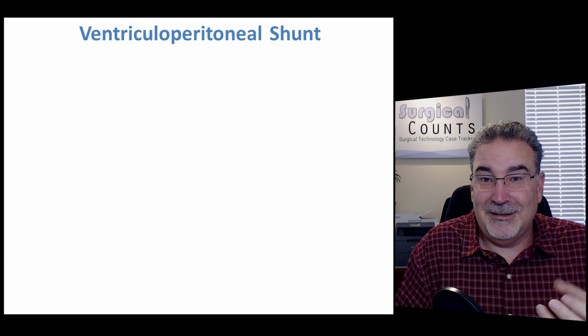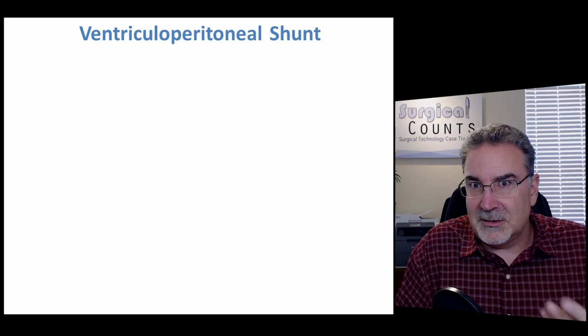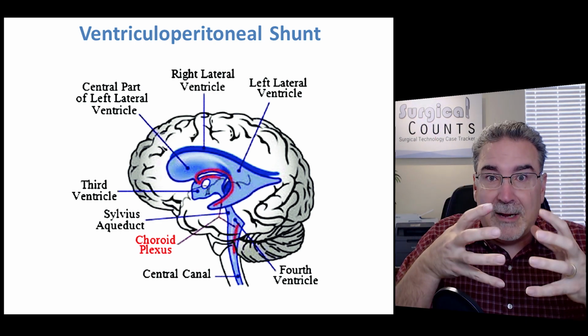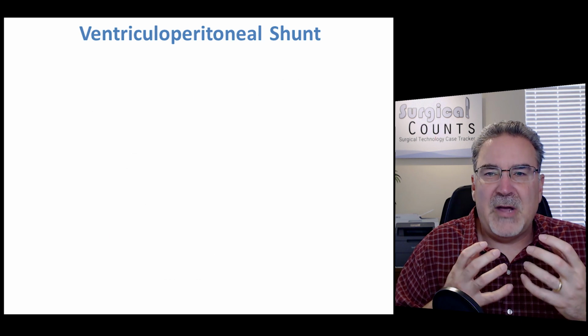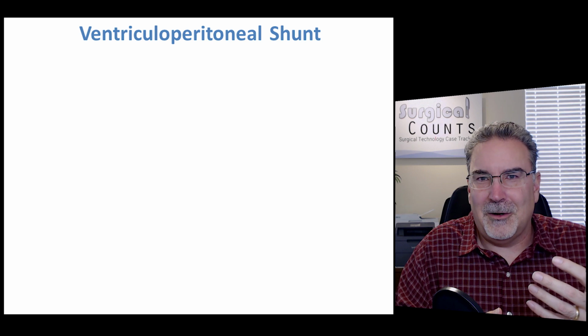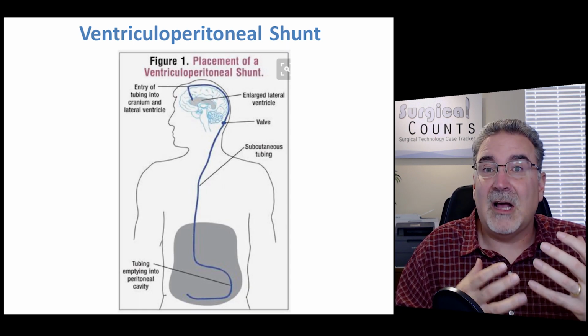A ventriculoperitoneal shunt. There's a big word. Let's figure out what's going on here. Okay, so we have ventriculo. So we're talking about ventricles, probably not the heart because this is neurosurgery. So these are going to be the ventricles in the brain. Remember those little chambers that are full of cerebrospinal fluid, CSF, and peritoneal. Well, the peritoneum, that's way down in the abdomen. What's going on here? Well, what's going on is the patient has something known as hydrocephaly.